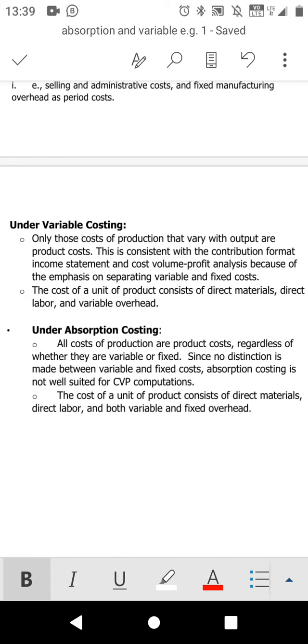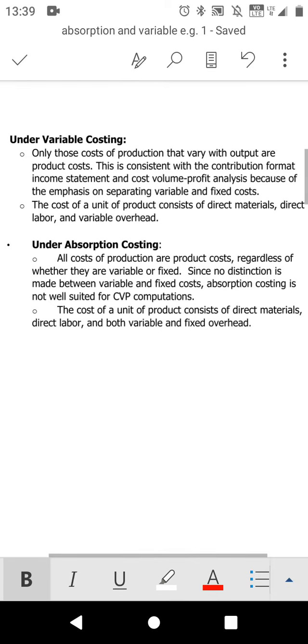Then under variable costing, only those costs of product that vary. That vary simply means that are variable with output are product cost. So we explain this under variable costing method. We are going to include only manufacturing cost which are variable. Then under absorption costing, all cost of production are product cost regardless of whether they are variable or fixed. We are going to include them.